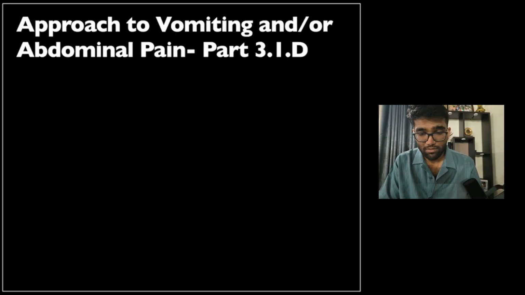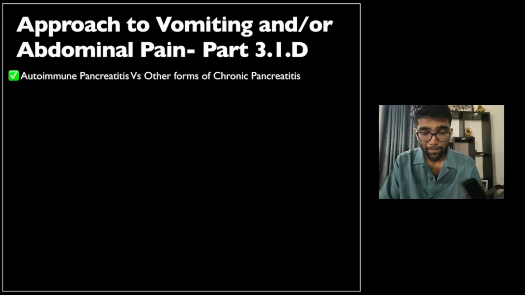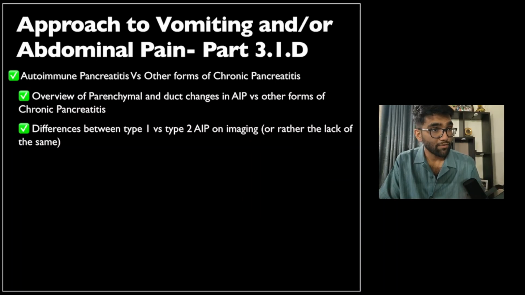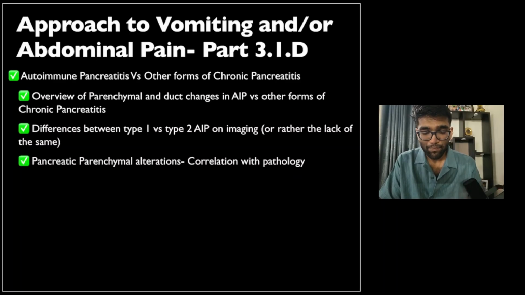So in this screencast, we've talked about the following. We've compared autoimmune pancreatitis to other forms of chronic pancreatitis in terms of its imaging findings. I've given an overview of the parenchymal and duct changes in autoimmune pancreatitis and other forms of chronic pancreatitis. In particular, I've talked about the differences between type 1 and type 2 autoimmune pancreatitis on imaging, or rather, I've talked about the lack of differences between those two entities.